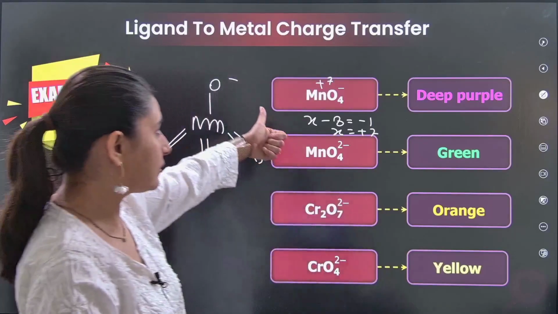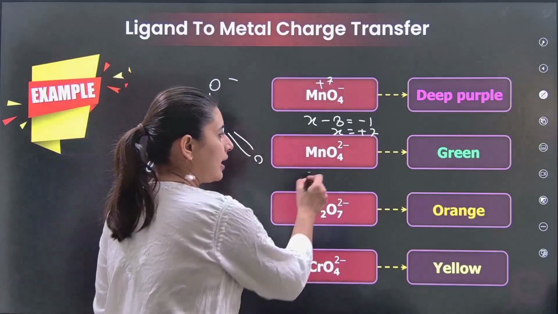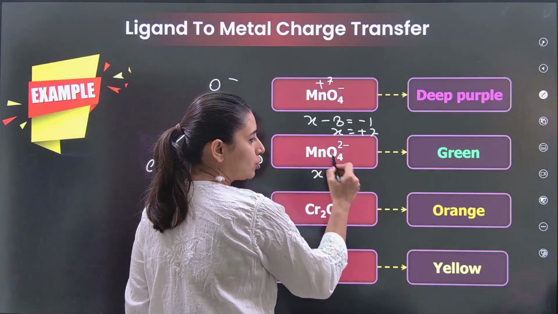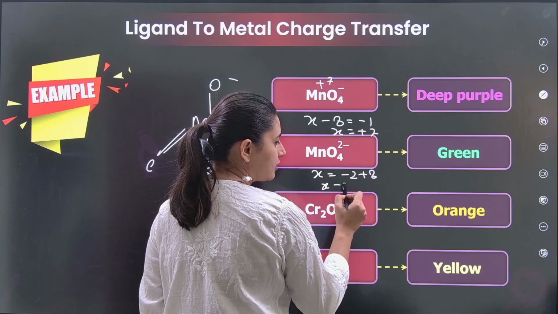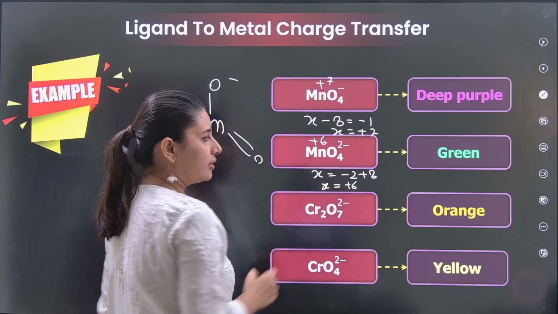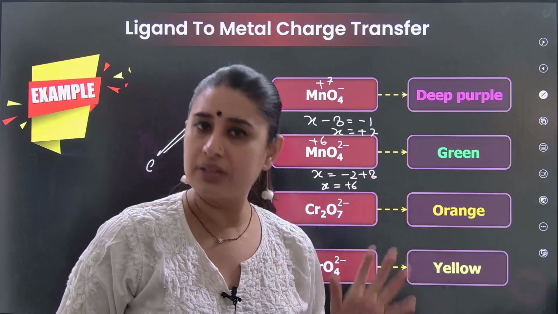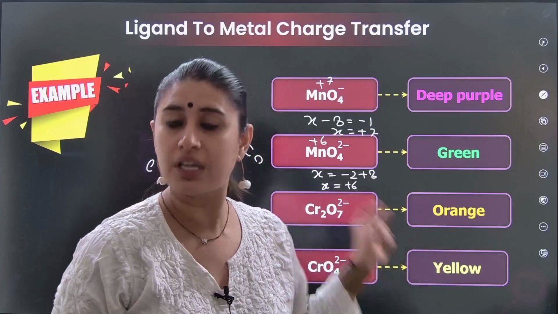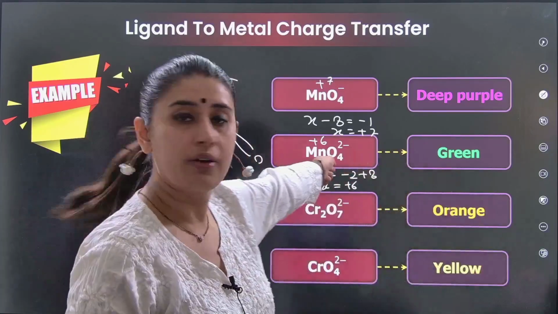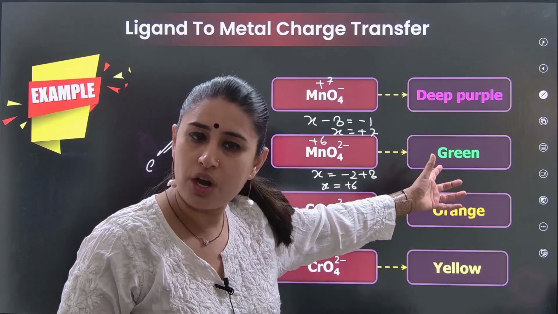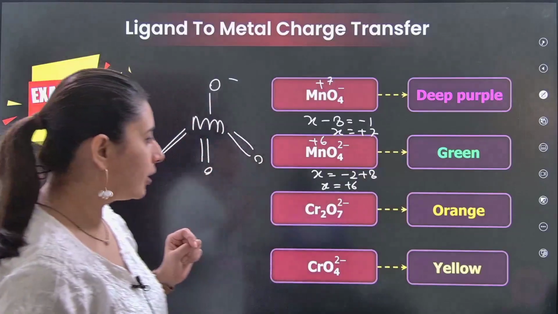That's a hint for us. So this is what can be asked. MnO4 2 minus, you can see X minus 8 is equal to minus 2. So minus 2 plus 8 is plus 6. So again, like I said, this is the hint for us. Here we have manganese having one electron, but the reason for the color is such a high oxidation state on the metal. It's the two oxygens with the minus charge which are going to transfer the electrons responsible for the green color.